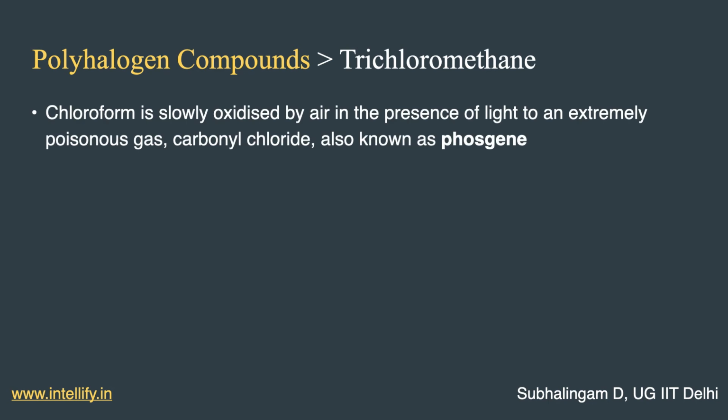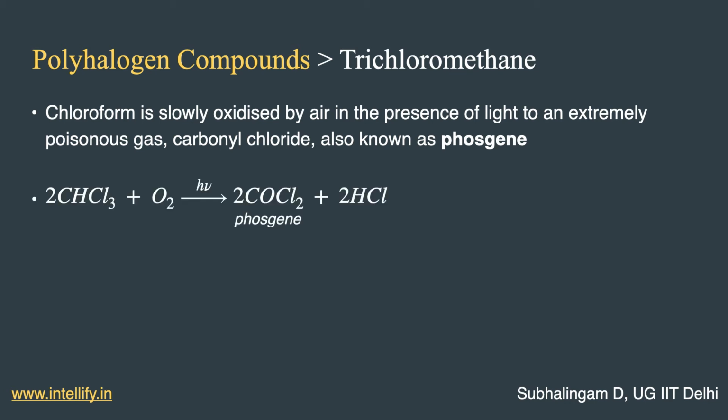So let's look at phosgene in detail. Chloroform is slowly oxidized by air in the presence of light to an extremely poisonous gas called carbonyl chloride, which is commonly known as phosgene. You might have come across this compound phosgene in the p-block chapter.